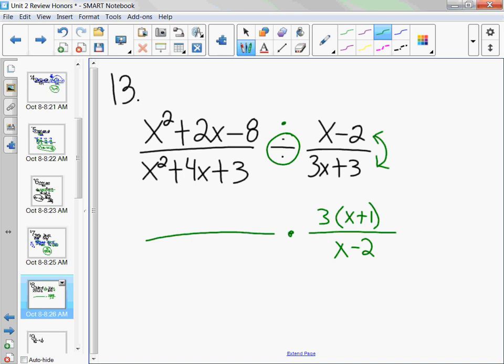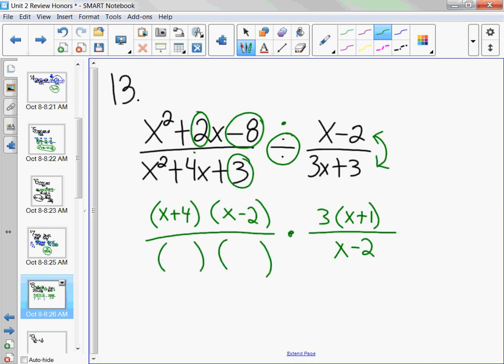Over on the left side, I know that x squared plus 2x minus 8 is going to factor into two binomials if it factors. I'm looking for two numbers I can times together and get negative 8, so that when I add them together, I get 2. And that would be x plus 4 times x minus 2. And on the bottom, I'm looking for two numbers I can times together and get 3, and add together and get 4. And that would be x plus 3 times x plus 1.